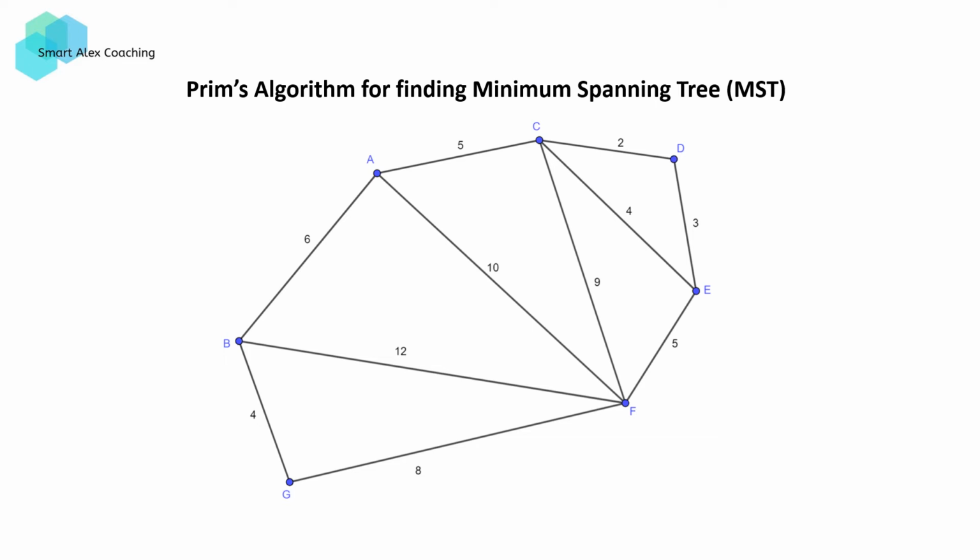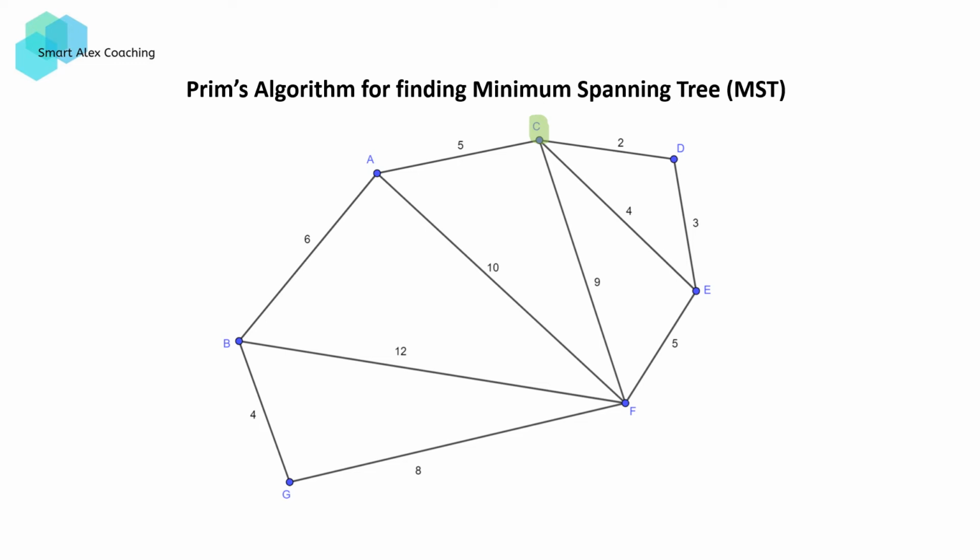Here's another example on how to use Prim's algorithm for finding the minimum spanning tree. Starting off with any vertex, in this example, I'm going to start off at vertex C. I'm going to highlight that in green to indicate that this will be part of our final spanning tree.